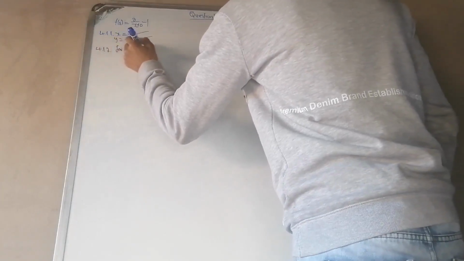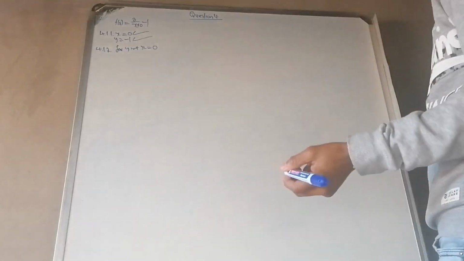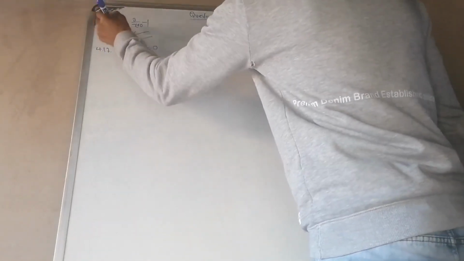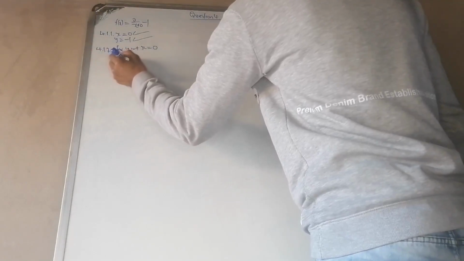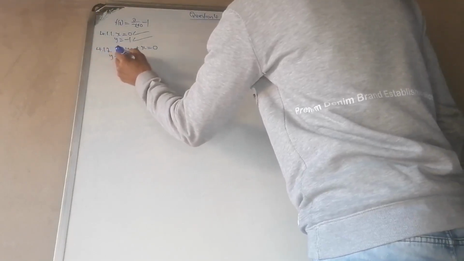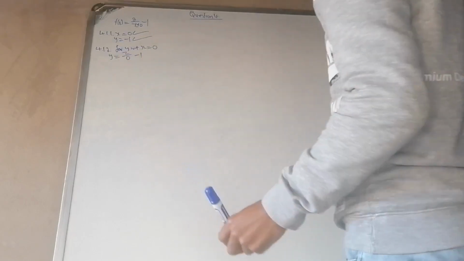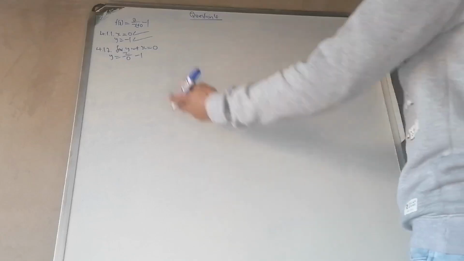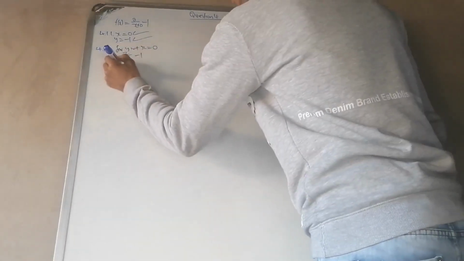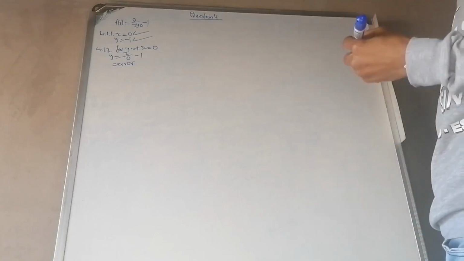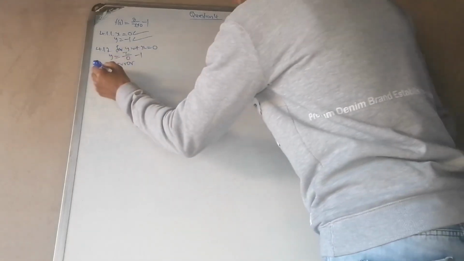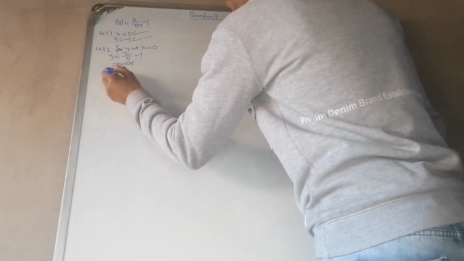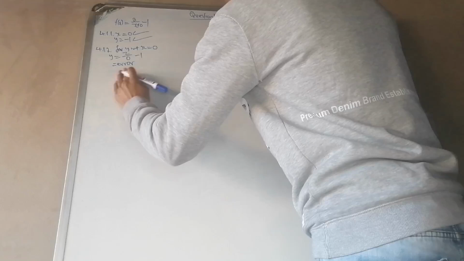For the y-intercept, x equals 0. So y equals 2 divided by 0 minus 1. Anything divided by 0, the answer is a maths error. So there is no y-intercept.